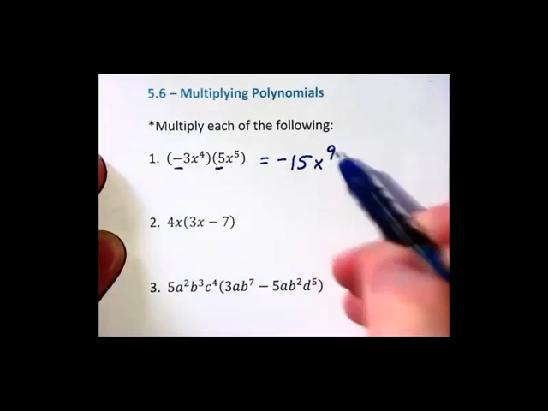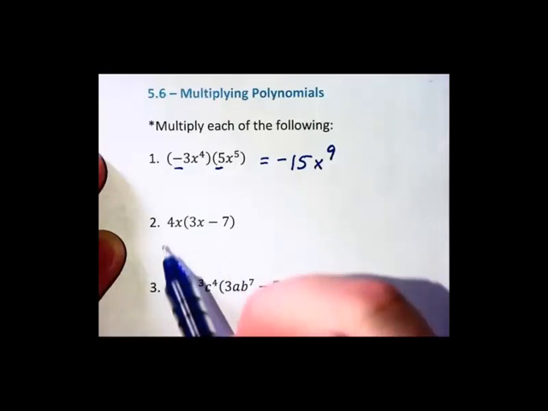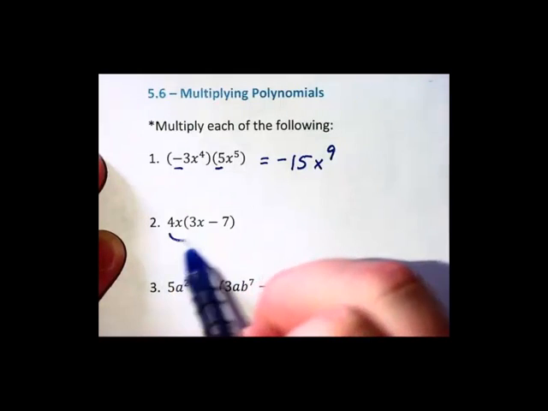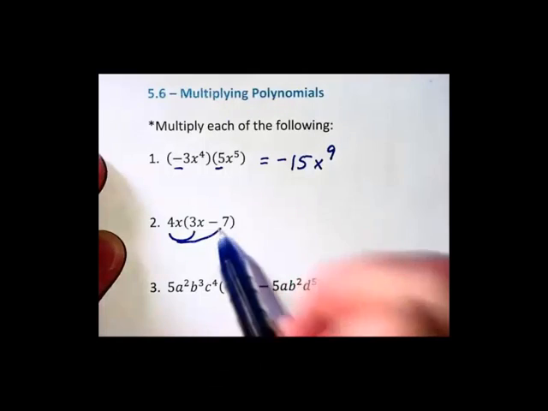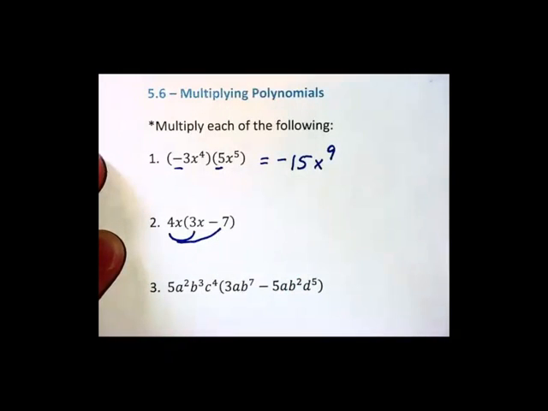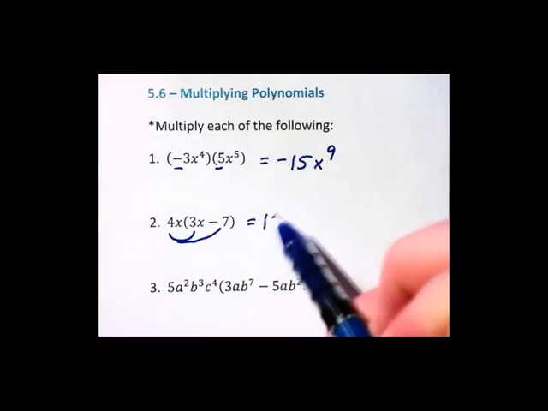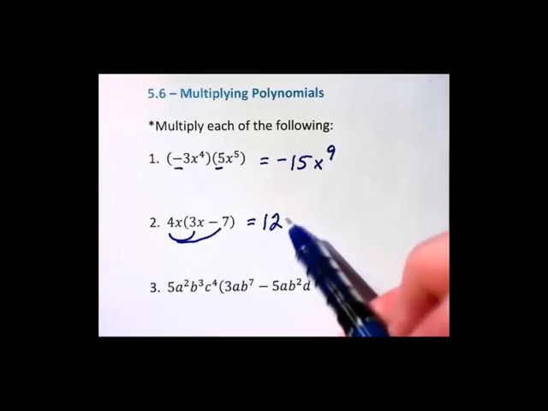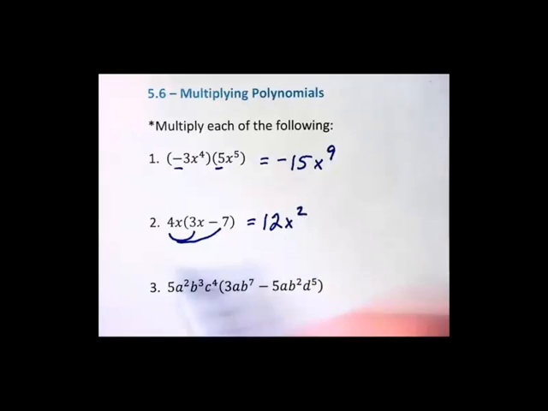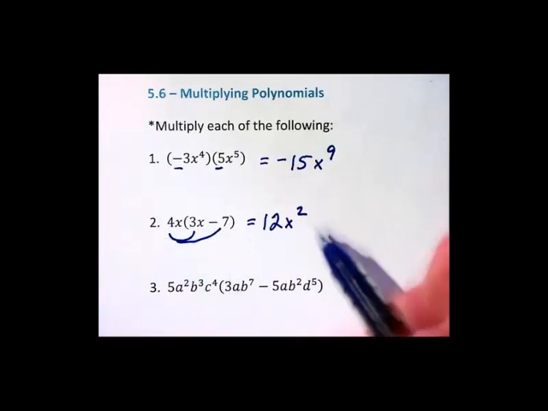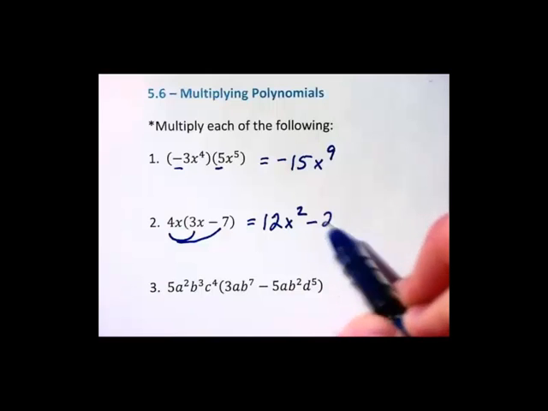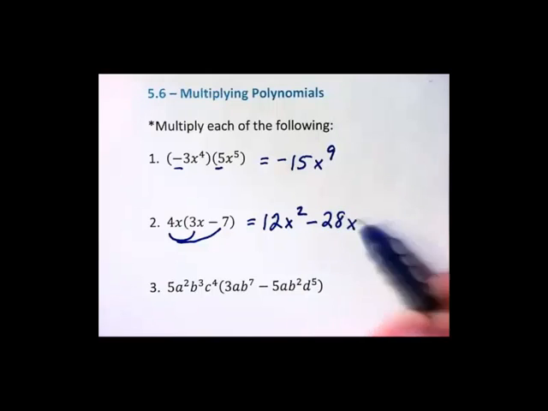9th. In problem number 2, this 4x out front is a monomial getting multiplied by the binomial inside, and we're going to perform distribution. Multiplying the coefficients, 4 times 3, we get 12, and then x times x, we get x squared. We then take the 4x, multiply by negative 7, and get negative 28 times x. And that would be the product.